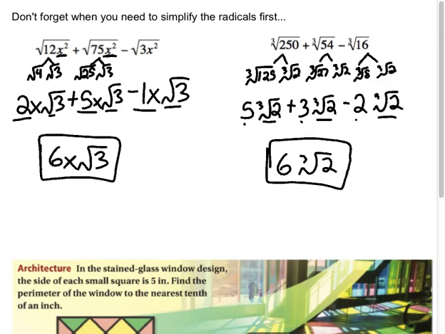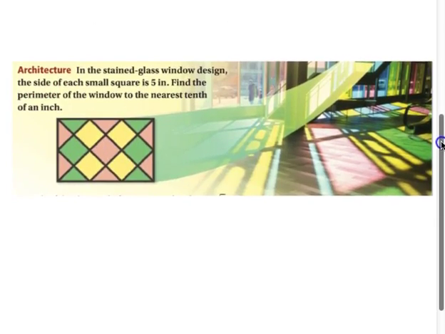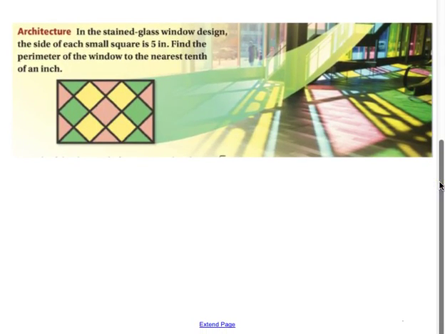So now let's look at a word problem, all right? So in stained glass window design, the side of each small square is 5 inches. Find the perimeter of the window to the nearest tenth of an inch. All right, so each small square, so each of these little squares right here are 5 by 5, right?